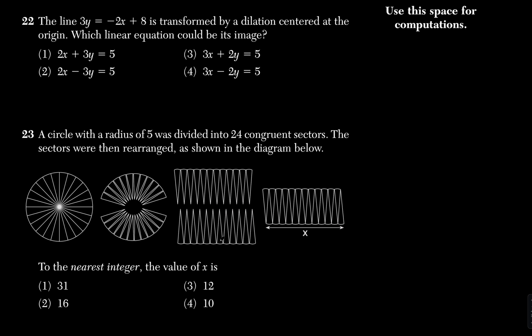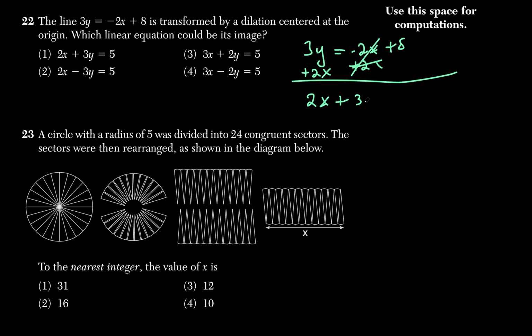Number 22. The line 3y equals negative 2x plus 8 is transformed by a dilation centered at the origin. Which linear equation could be its image? So first of all, rewrite this equation in standard form. I'm just going to add 2x to both sides. This guy cancels, so now I get 2x plus 3y equals 8. So I just need to find another equation that starts with this standard form, and that's choice 1.